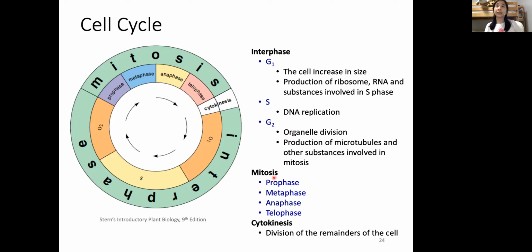Mitosis is the phase of cell division. It's composed of prophase, metaphase, anaphase, and telophase. We'll go into detail later. And after the cell division, there is a cytokinesis. Whatever remains undivided will be divided in this phase of the cell cycle.